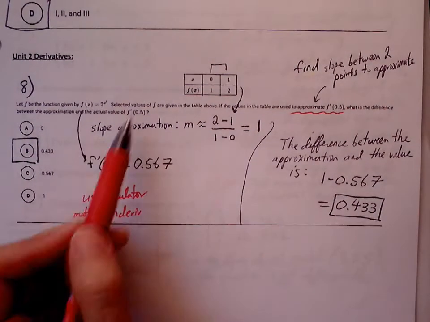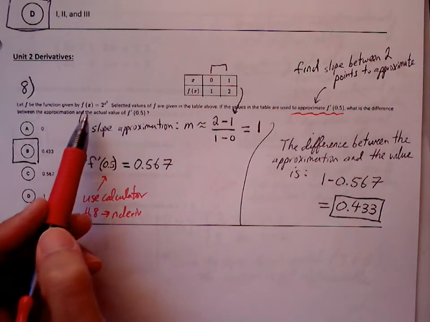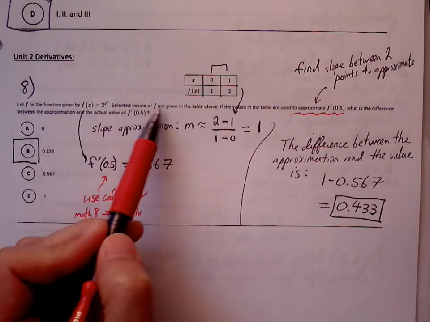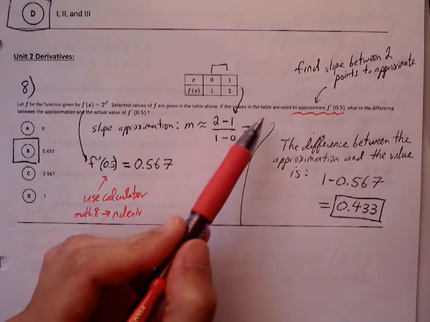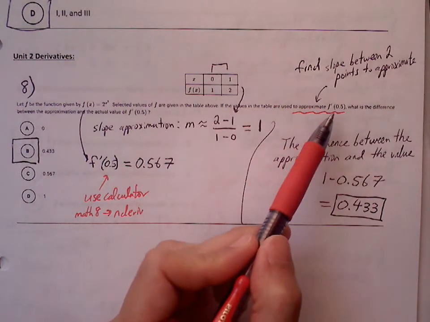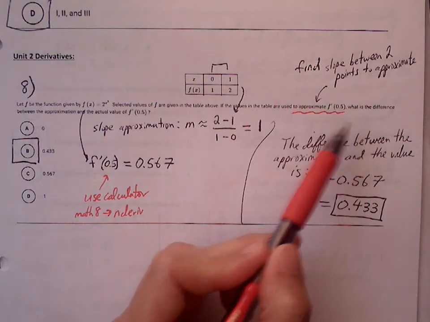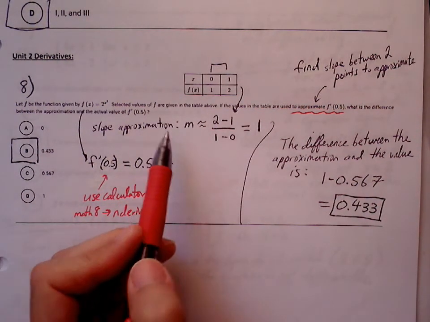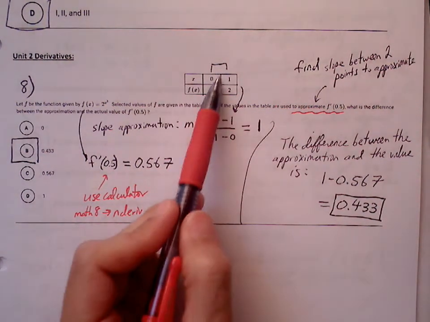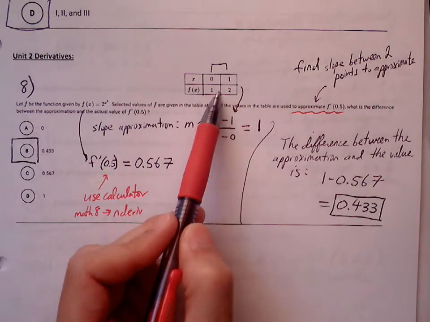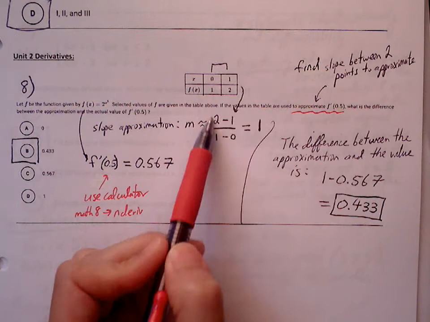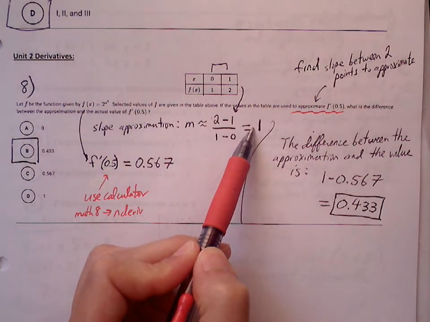Okay, number 8, let the function be f of x equals 2 to the x cubed. Selected values of f are given above. We want to approximate f prime of 0.5. What is the difference between the approximation and the actual value of f prime of 0.5? So approximation of slope is just finding the closest 2 points. There's only 2 ordered pairs here, so we just find the slope here, change in y over change in x. Our slope approximation is 1.